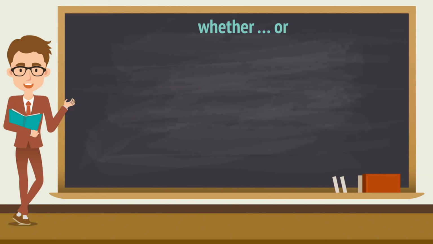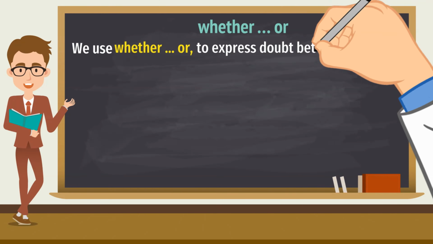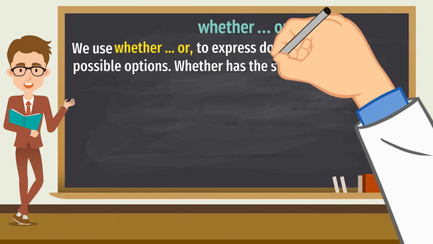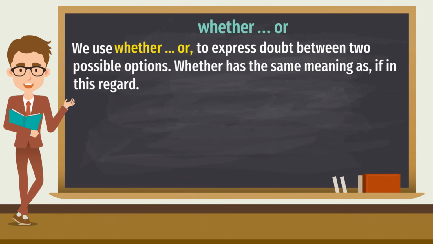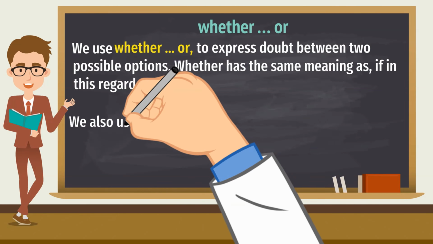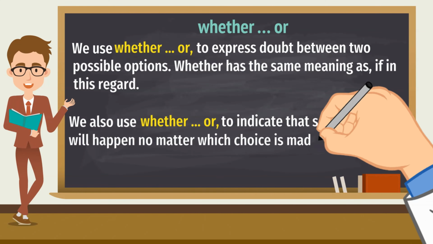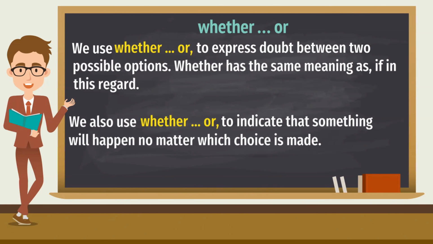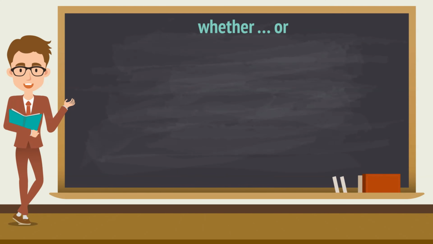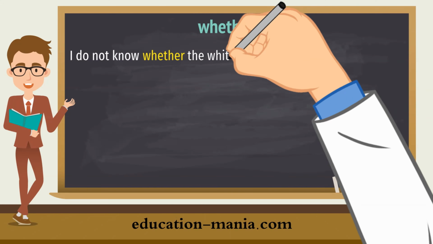Whether, or. We use whether or to express doubt between two possible options. Whether has the same meaning as if. In this regard, we also use whether or to indicate that something will happen no matter which choice is made. For example, I do not know whether the white paint or the green paint is better.